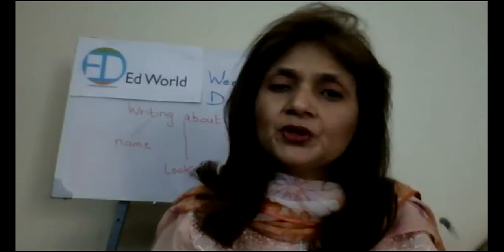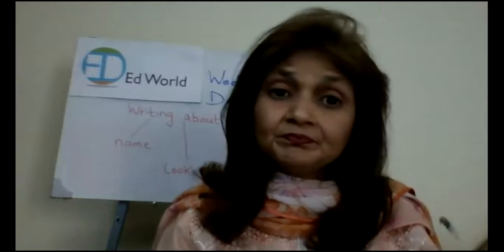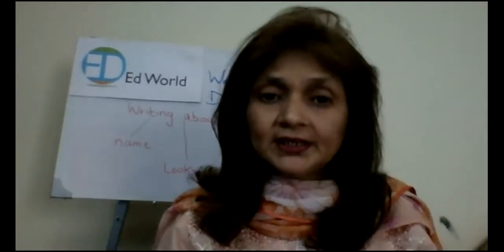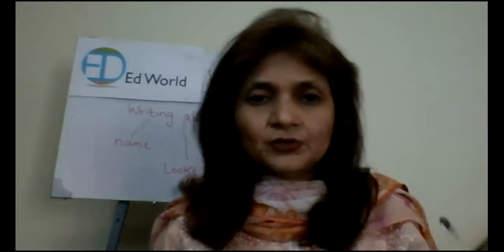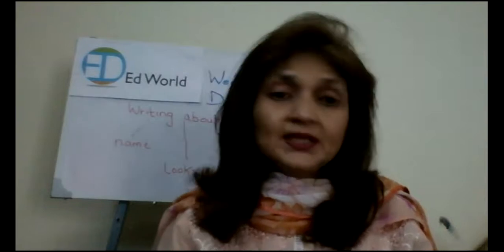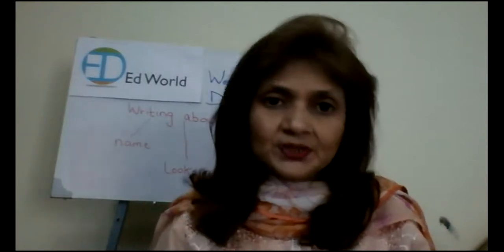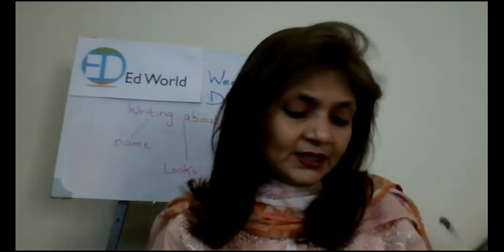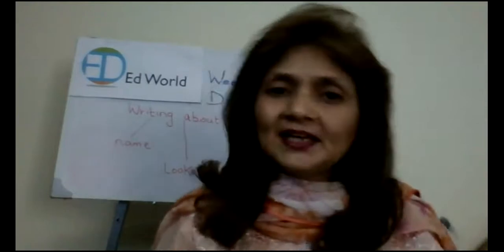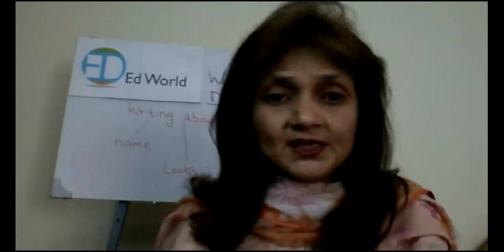Okay, Alia, how have you described yourself? Come on. Okay, my name is Alia. I have short curly hair with black eyes. I have a round face with a tiny nose. Then the third one, I am very kind and I like making friends. Very good. See how easy it has become.